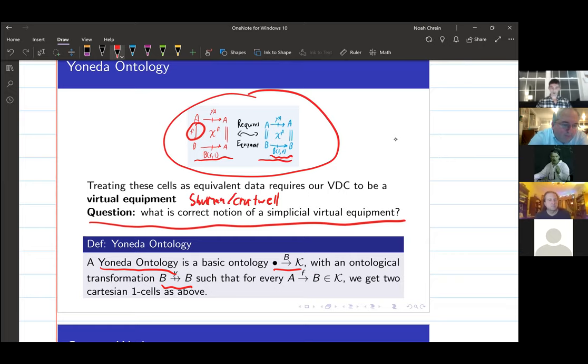All right, so I think I should probably just end there. Thank you very much. But when did the Shulman-Cruttwell paper come out? I think that's 2010. And the Street-Walters is in the 90s or something? Yeah, I mean, it's typewritten, so, no.